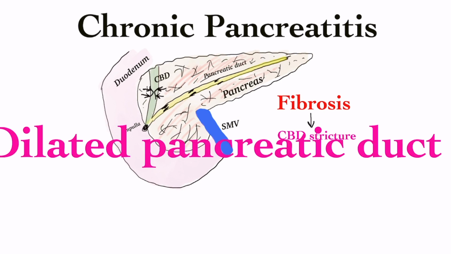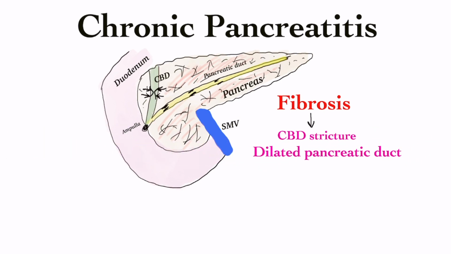Stricture leads to obstruction to flow of pancreatic secretion and increased pressure in duct, causing so-called ductal hypertension. This ductal hypertension is one important cause of intractable pain in chronic pancreatitis. Apart from increased duct pressure, stagnation of mineral-rich secretion leads to stones in pancreatic duct, further obstructing flow.